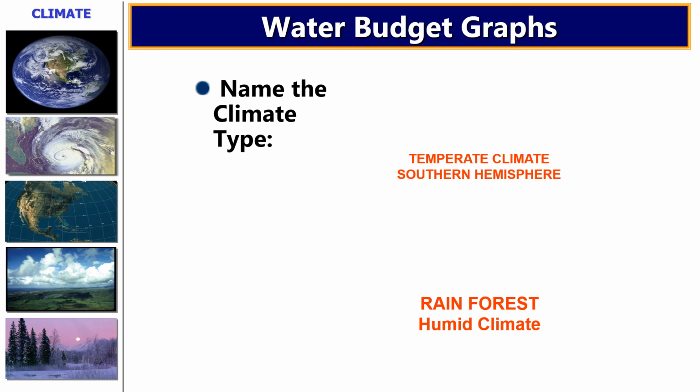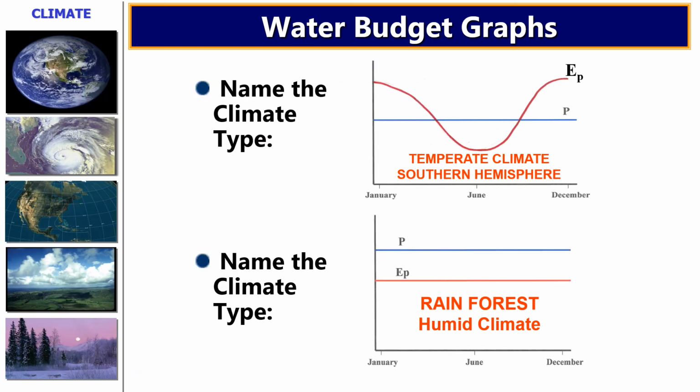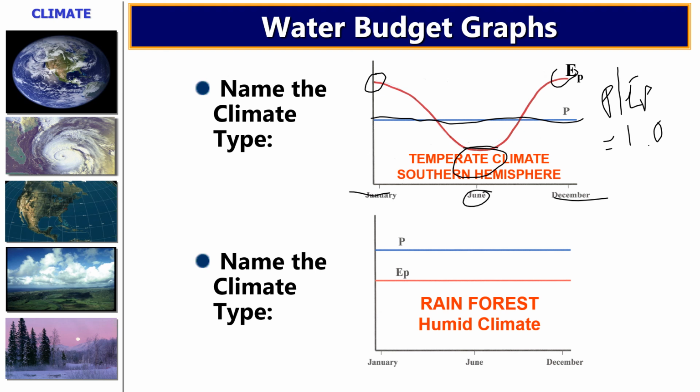Then we have a couple more graphs here. Our next one is showing us a graph very, very similar to what we saw in our first graph, only now we're in the southern hemisphere. So again, our PEP ratio is probably somewhere around 1.0, 1.1. So we have a steady amount of precipitation. We're warm in the summer and then cold in the winter. But this time, summer months are January, December, and winter months are June. A reminder, the southern hemisphere's seasons go in the opposite order of ours.